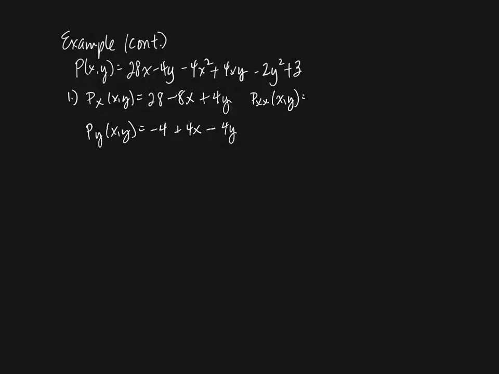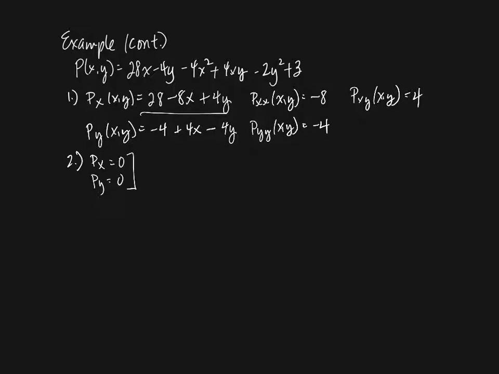So derivative of that with respect to x is just going to be 0 minus 8 plus 0. And second partial with respect to y is going to be 0 plus 0 minus 4, and then we need our mixed second partial. So we go back to here and take the derivative with respect to y, so 0 minus 0 plus 4, so we get that. Okay, step 2 is solve the system with both partials equal to 0.